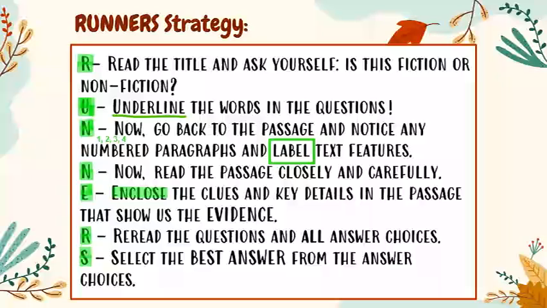The first N says now, go back to the passage and notice any numbered paragraphs and label text features, things of that nature. The second N is now read the passage closely and carefully, and while you're doing that, you're also going to do the E. Enclose the clues and key details in the passage that show us the evidence. Lastly, the R and the S. You're going to reread the questions and all answer choices, and S, select the best answer from the choices that are given. So this strategy really helps us interact with the text and understand what we're reading.